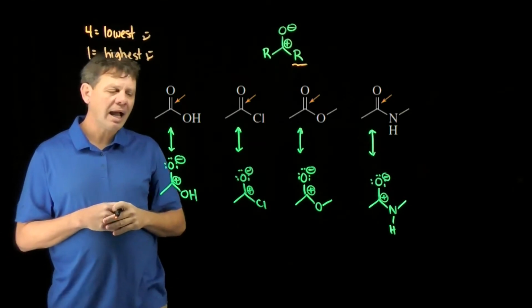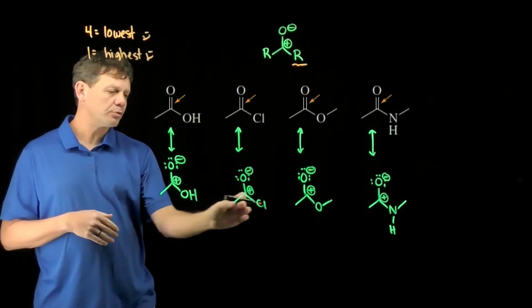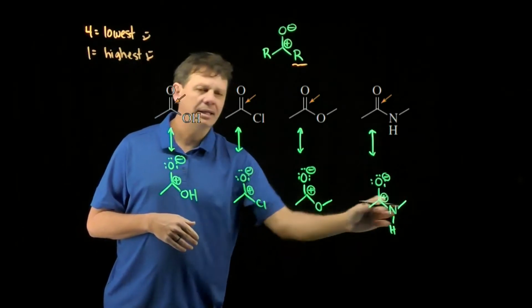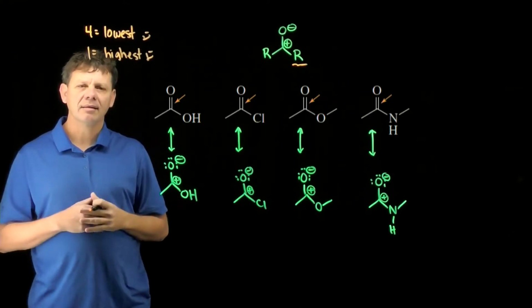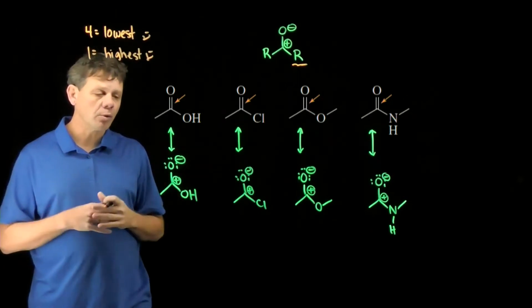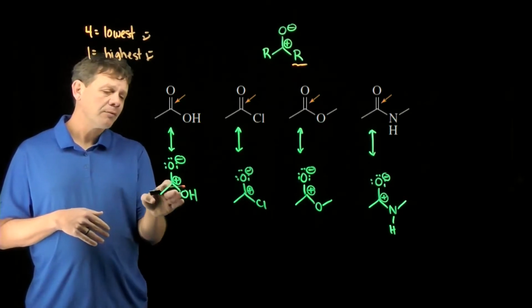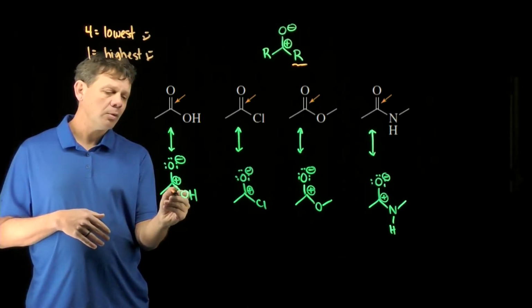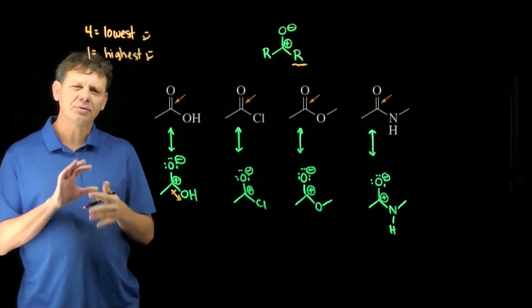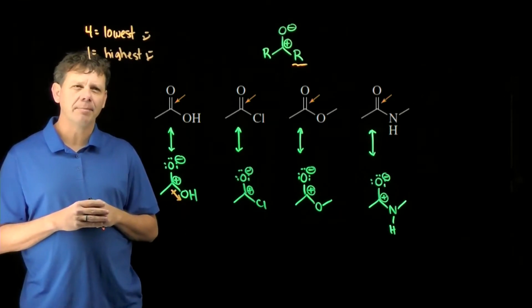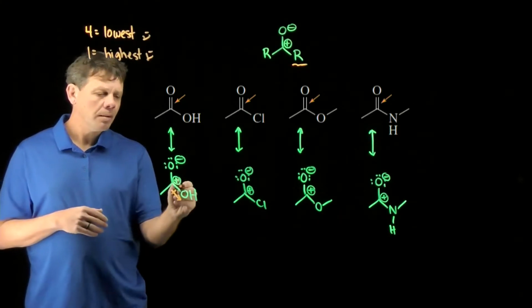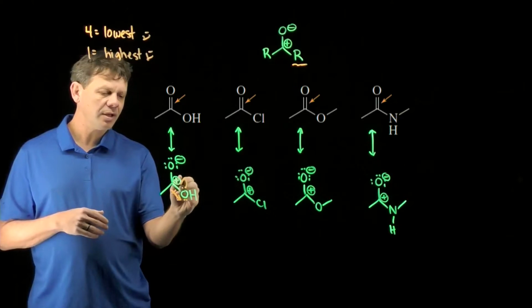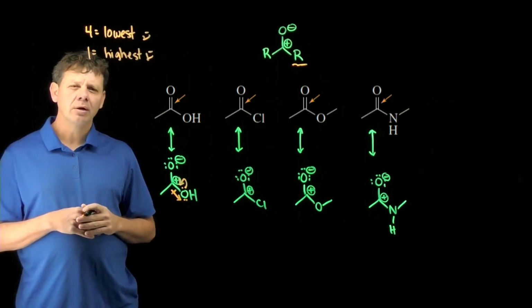And so really what we're asking here is, how does a hydroxyl group, a chlorine, a methoxy, and an amino group impact that positive charge? And so we can go through our various electronic effects. For example, let's start with the hydroxyl group. We know that oxygen is electronegative, so it's going to pull electron density away from that positive charge to some extent. But in addition, there's a lone pair of electrons, so we can draw a resonance structure.